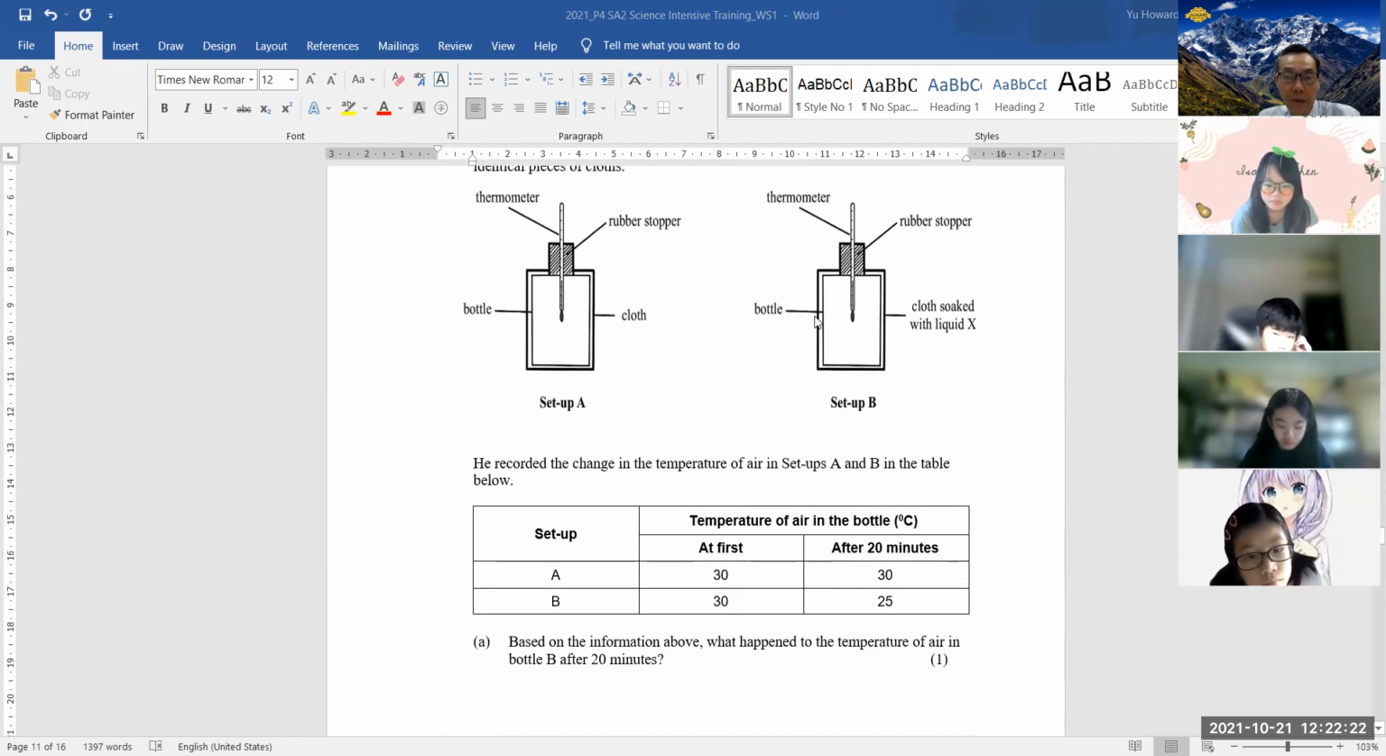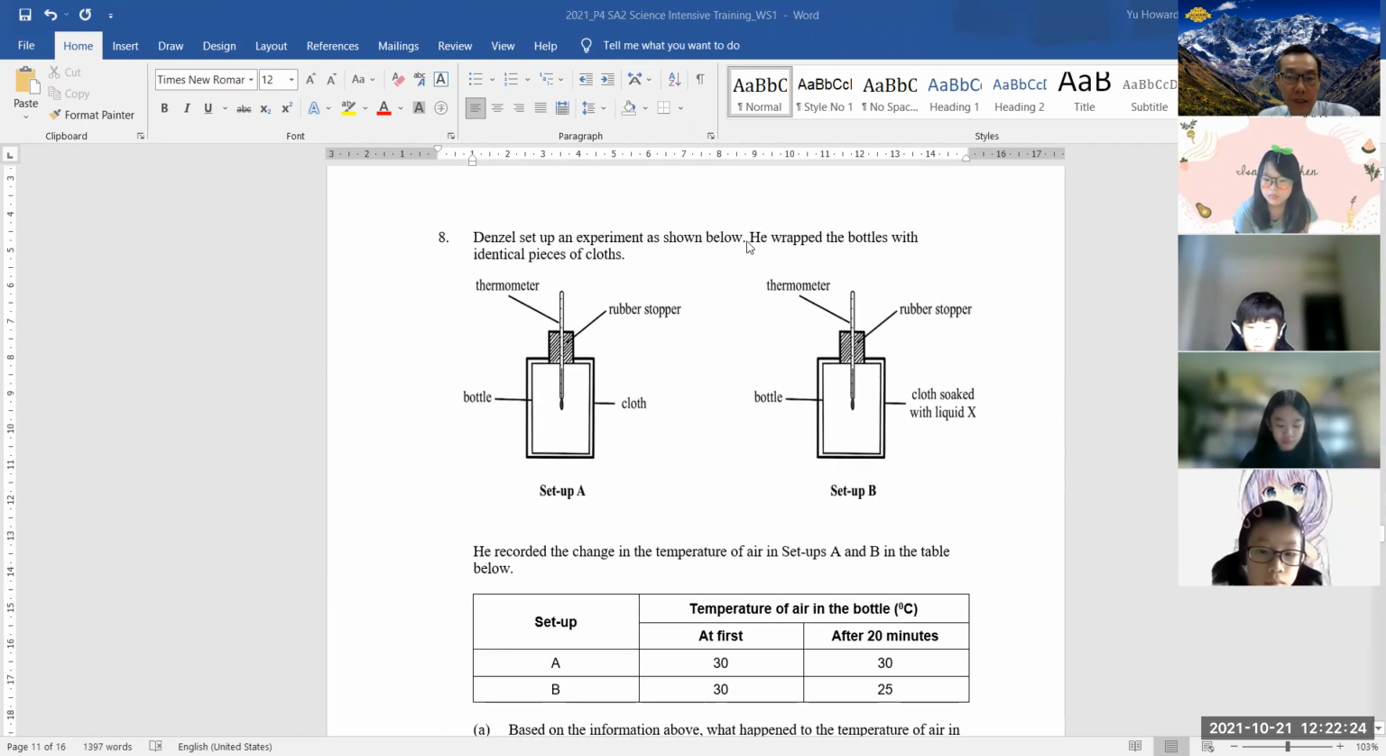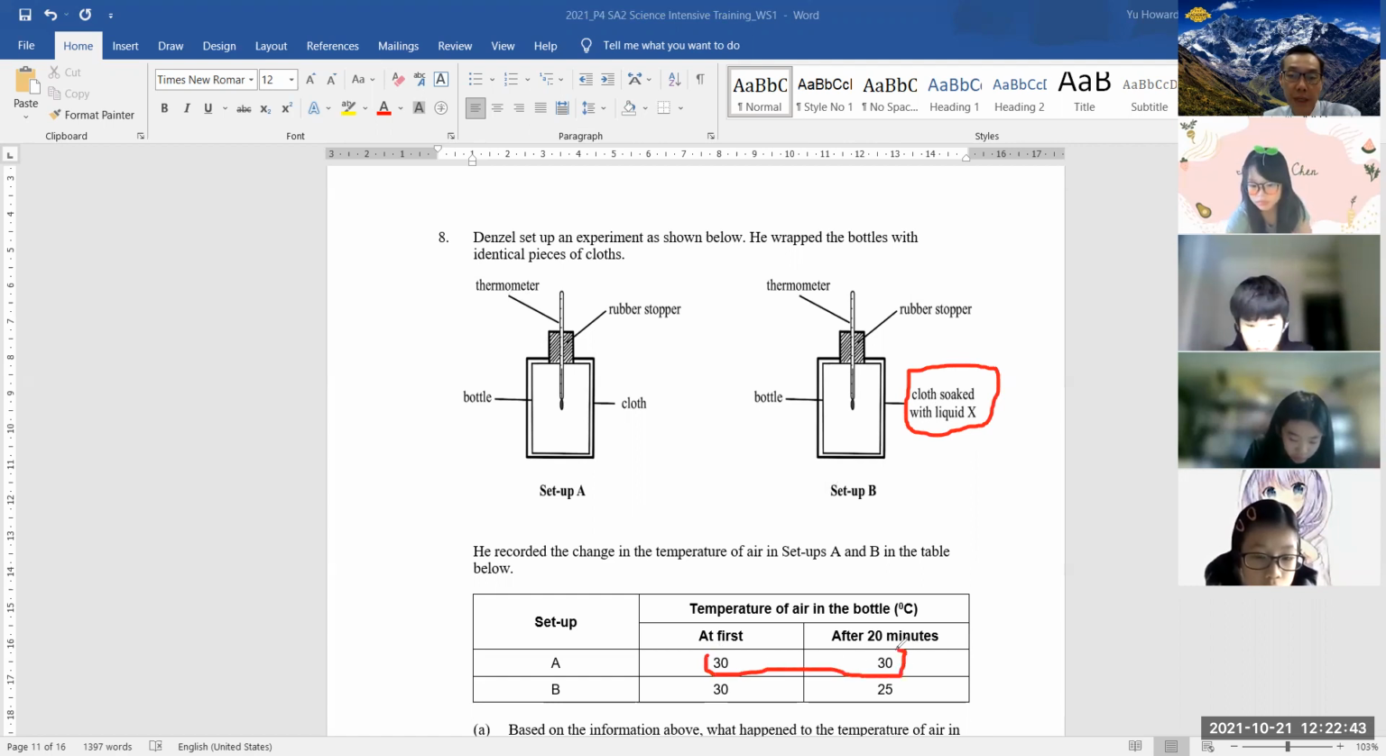When you deal with these sort of questions, you look at the whole setup. So these are the things I want you to take note. Cloth soaked with liquid X, circle this. Next you see, starting temperature the same. So you circle this way, block out as one sector. You can highlight or you can circle.